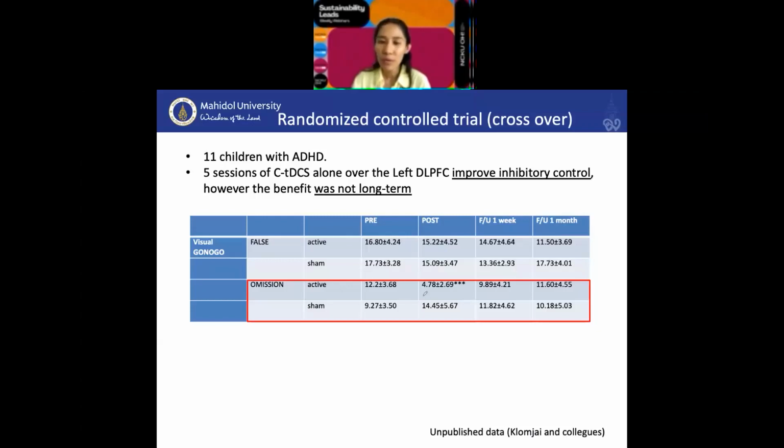We found an improvement of inhibitory control assessed by omission errors from the visual go/no-go task. The errors decreased from 12 to 4, but went back to 9 and 11 during the follow-up periods. So from our study, we can say that 5 sessions are probably not enough to induce a long-term effect. But okay, there was a positive effect on the go/no-go task.